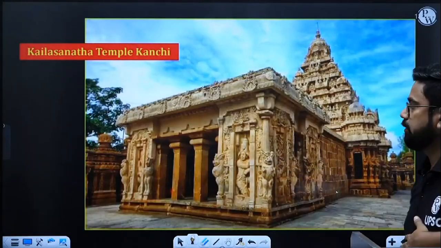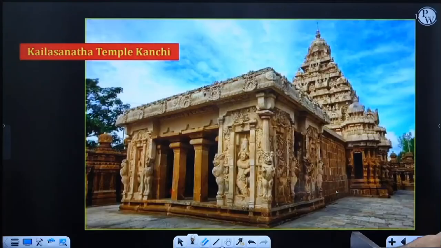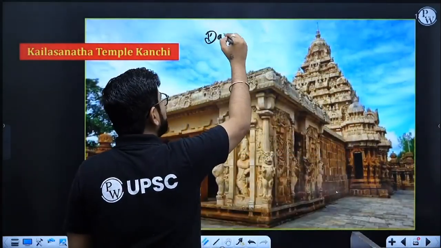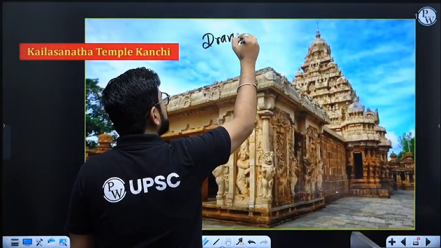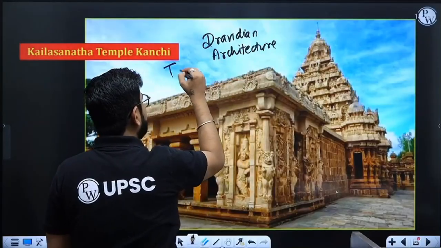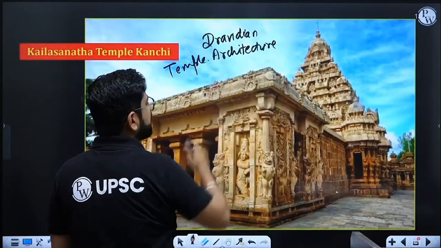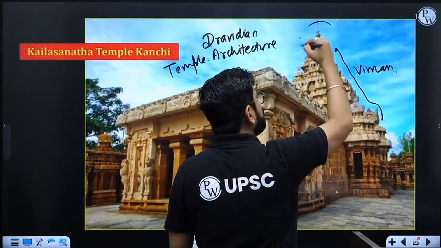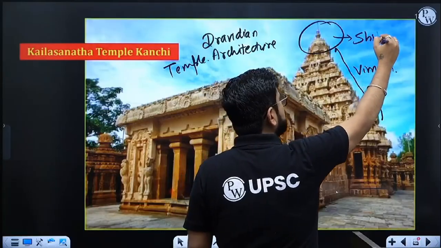Vikramaditya II, the second Vikramaditya. So when he saw this temple, oh my God, what a beautiful temple this is. Technically, the Pallavas are the ones known for Dravidian style of temple architecture, who are basically known for making such kinds of vimana. The Pallavas are the ones who will create these very heavy shikhars.